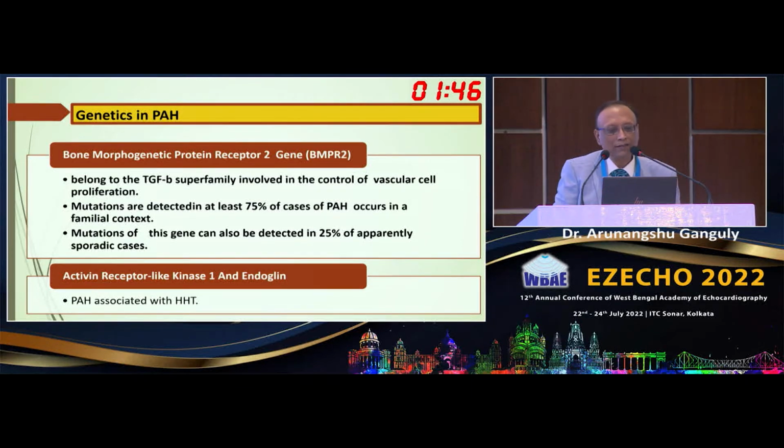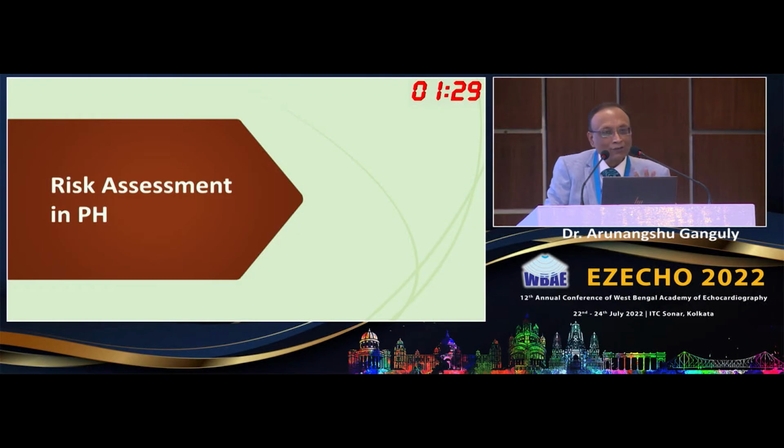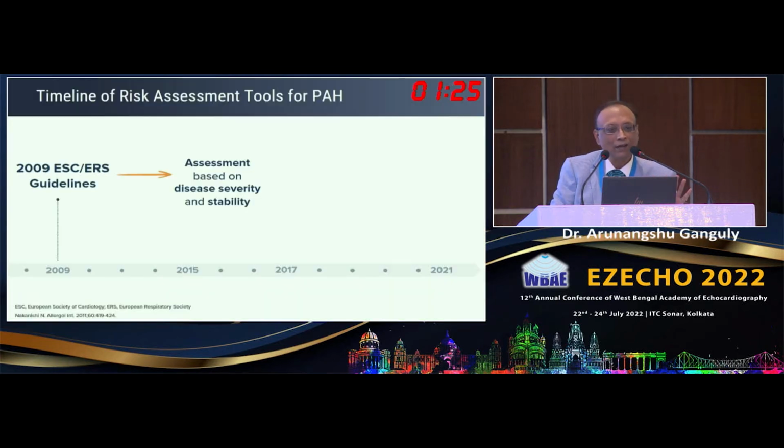There are genetics, the BMPR2 and the activin receptor complex. They all come together to form the lesions. The risk factors, with genetic susceptibility, along with vascular injury, lead to progression. So first, before you go into management, you have to do a risk assessment.